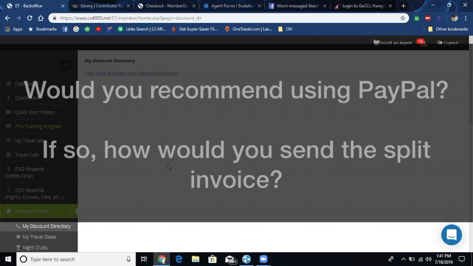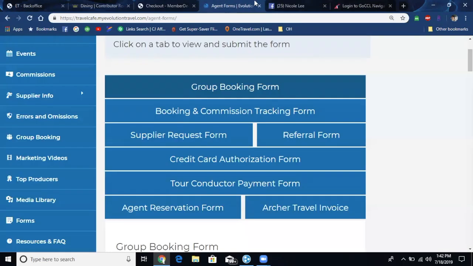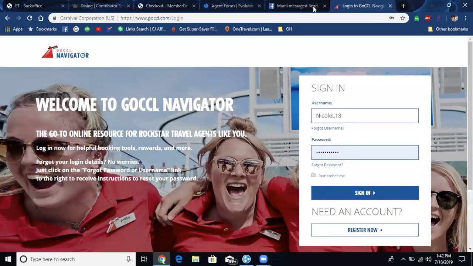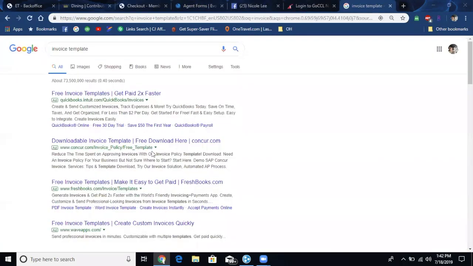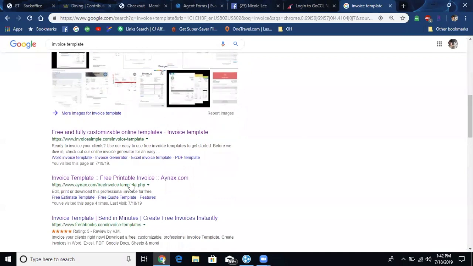Would you recommend using PayPal? If so, how would you send the split invoice? There's no split invoice, because when we have 2 separate charges, one invoice is going to the client from you, and for the other one, there is no invoice. Okay, this is how it's done. Again, when you send the invoice, it's not a split invoice. A split invoice is 2 invoices for 2 separate things. You're only giving them the invoice that you created. That's the only physical thing that they're getting from you. Does that make sense to you?